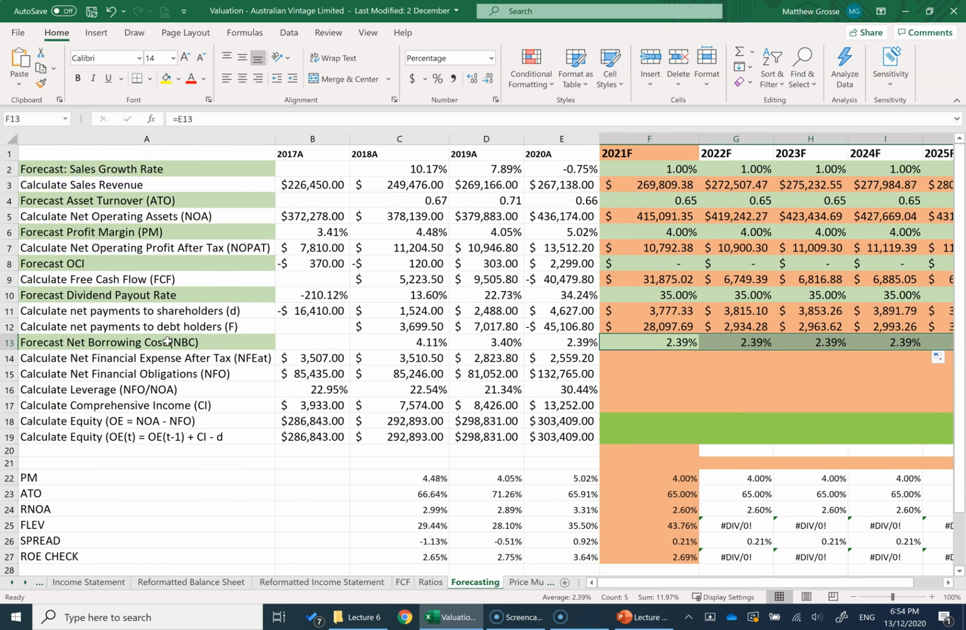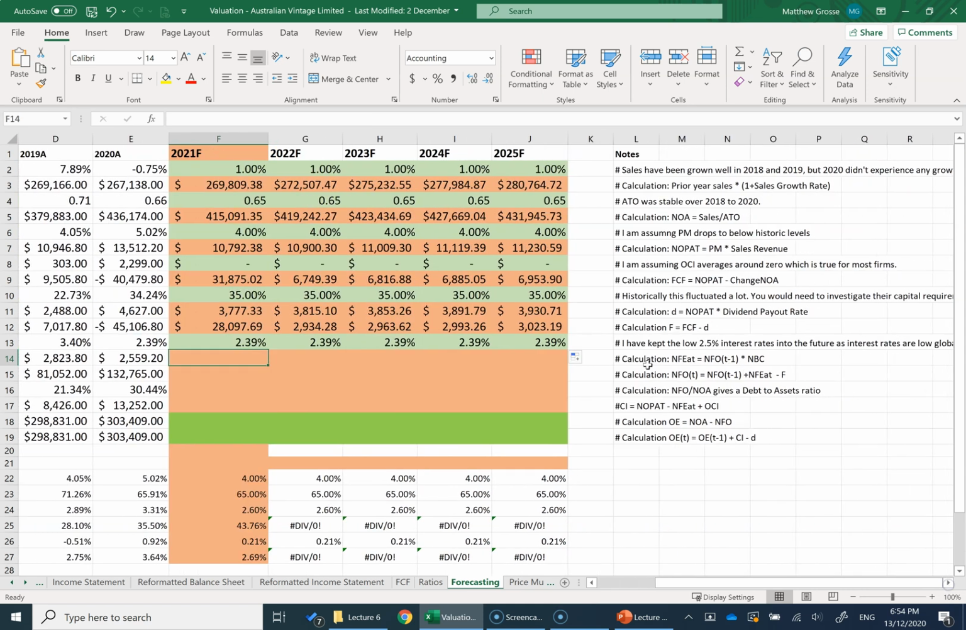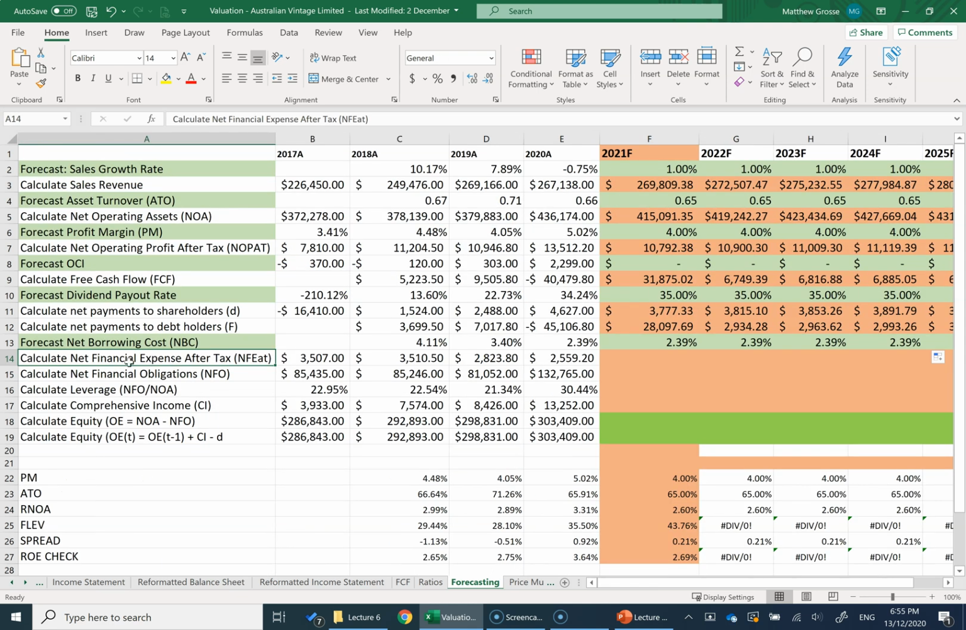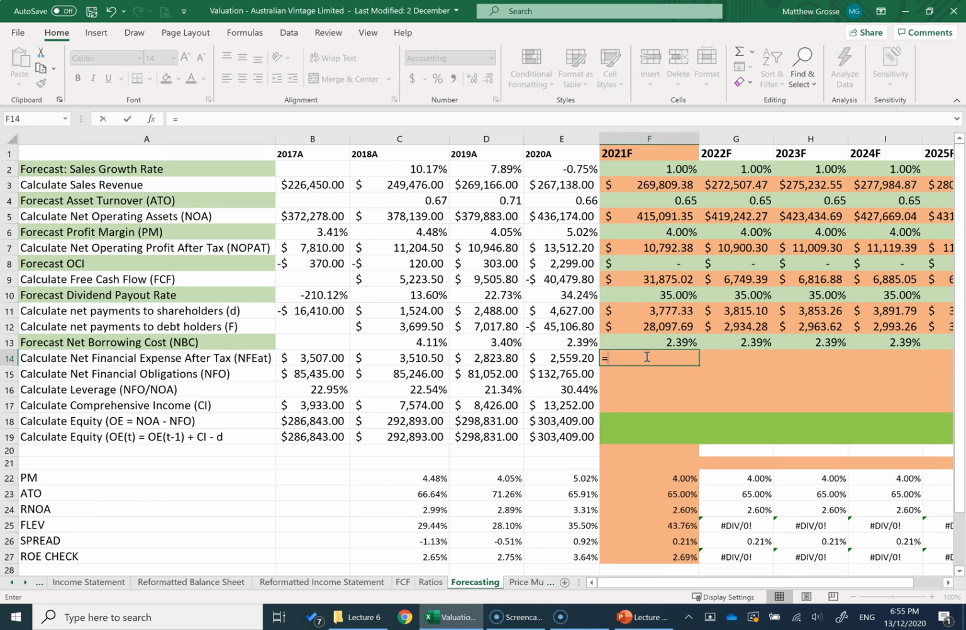So with that low interest rate, we can now calculate the net financial expense after tax. And again, we've got our formulas here. Net financial expense after tax is how much interest you're paying. We would calculate that by NFO from last year, which is how much money we've borrowed, our net financial obligations, times net borrowing cost, the interest rate. So net financial obligations from last year is how much money we owe, multiplied by my expected interest rate, and that gives me my net financial expense after tax.